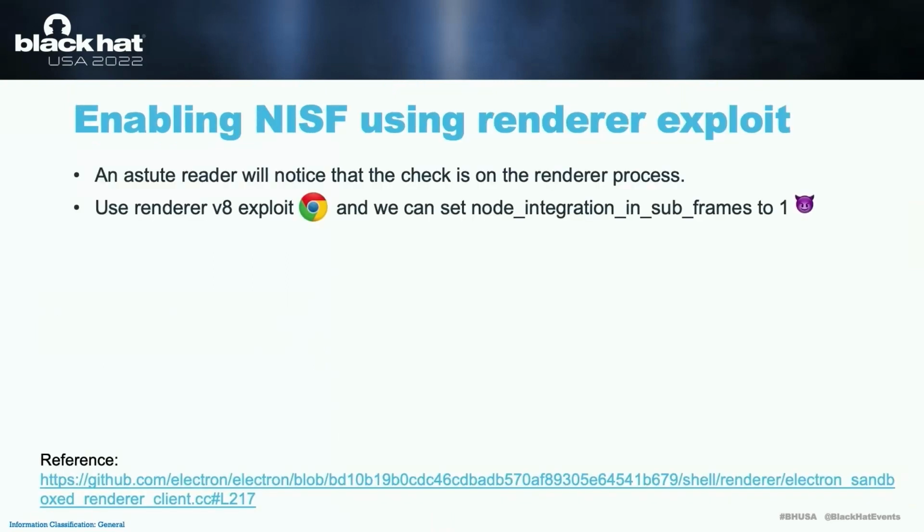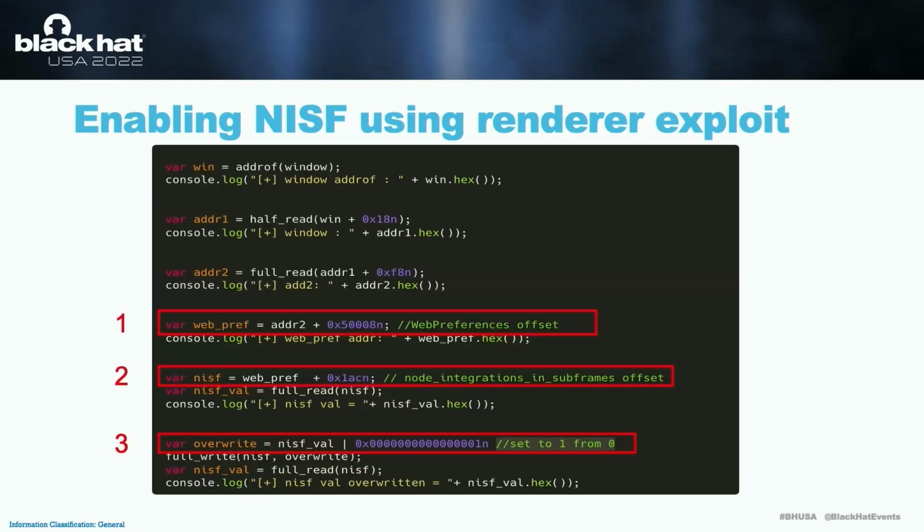Now, if you have been paying close attention, you would notice that the check here for this feature is on the renderer process. So what we can do is, if we can run a renderer V8 exploit and find a way to somehow set that variable which we just saw previously to 1, then we might be able to enable NISF. So here is an annotated version of our binary exploit.